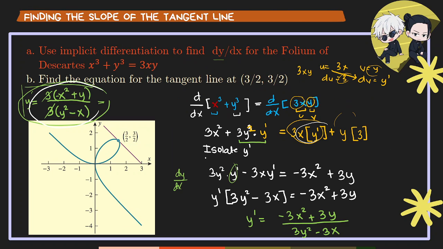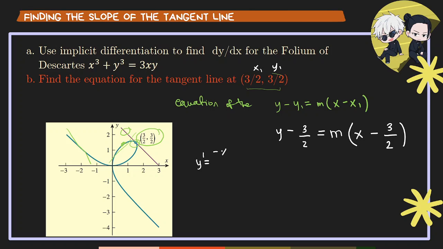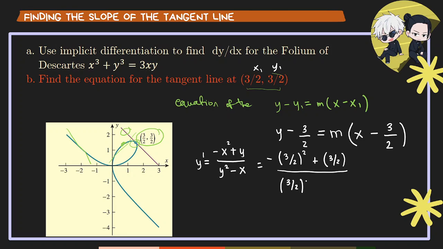Is equal to, balikan nyo, ito o. Negative x squared plus y over y squared minus x. Tama. Ngayon, sasubstitute nyo ngayon yung value natin dito. No? So, para makuha, yun ang gagawin natin. Lagyan lang natin ang negative 3 over 2 squared plus 3 over 2 over 3 over 2 squared minus 3 over 2. Now, type that on your calculator. What's the answer?